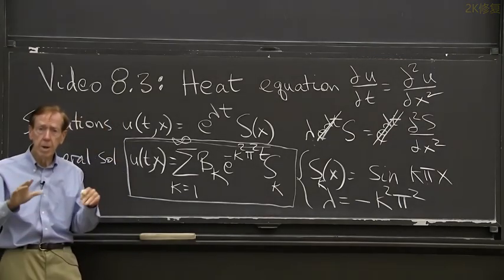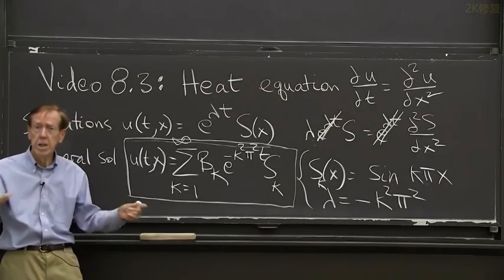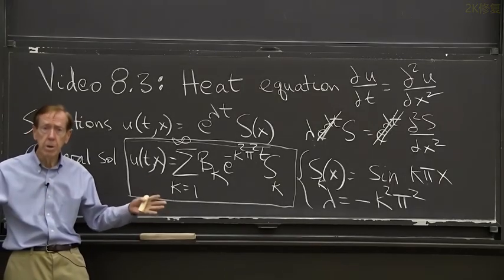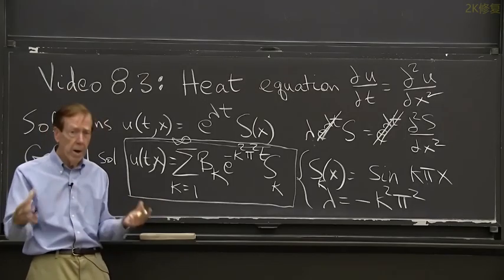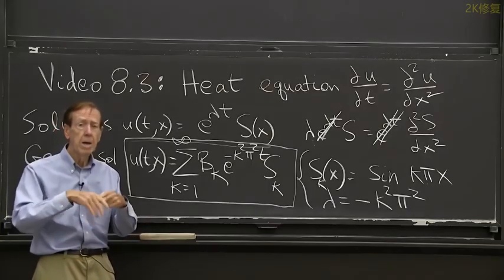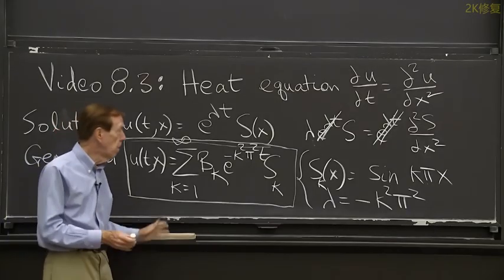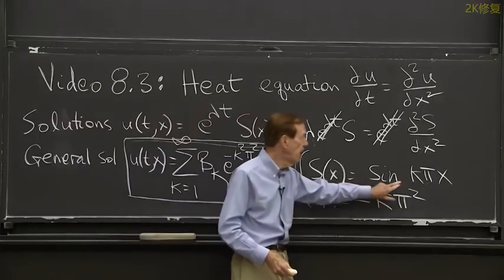And where is it going? It's flowing out the ends. The bar is approaching freezing. The ends are kept at freezing, and the inside of the bar, whatever heat is there at the beginning, is going to flow out the ends.